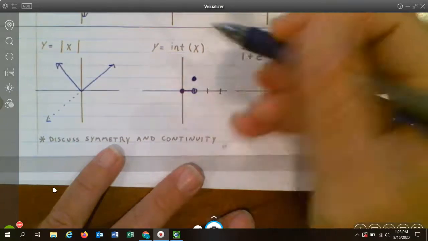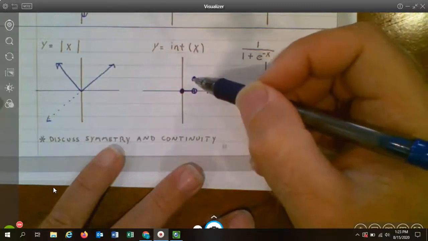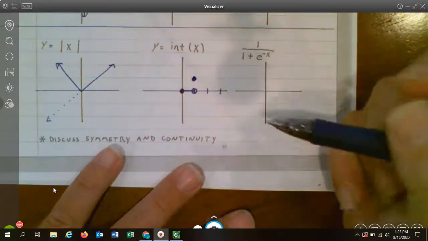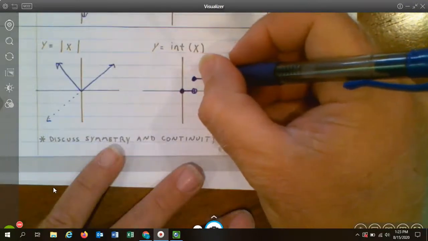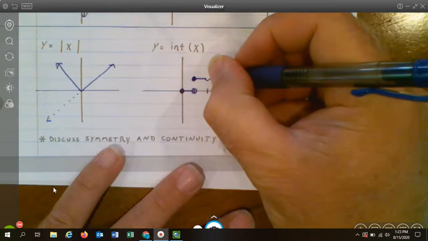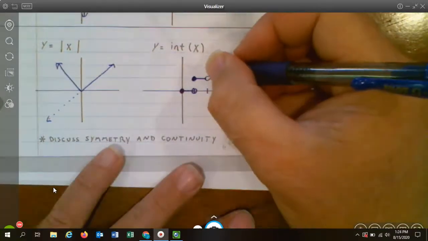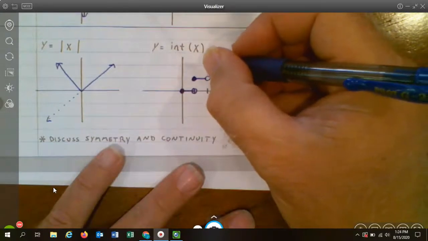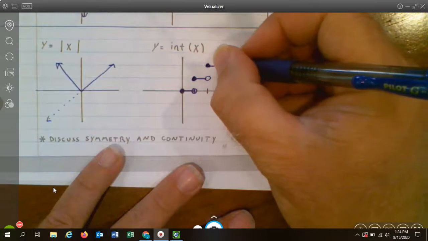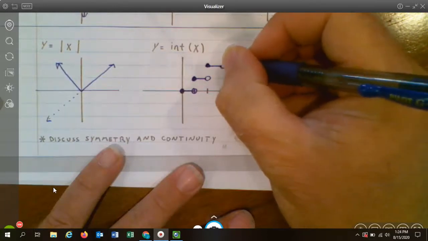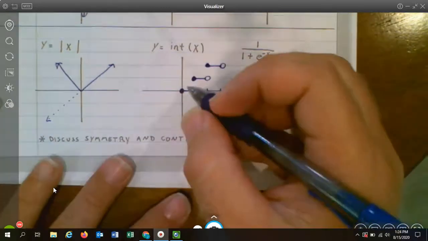Because if I were to plug 1 into that function and I said what is the greatest integer up to 1, it would be 1. And that's going to stay 1 all the way until you get to 2, but does not include 2, because as soon as you land on 2, now the greatest integer is 2. And that would stay the greatest integer all the way up until you get to 3, and so on and so on. And it's going to go down into the negatives as well.